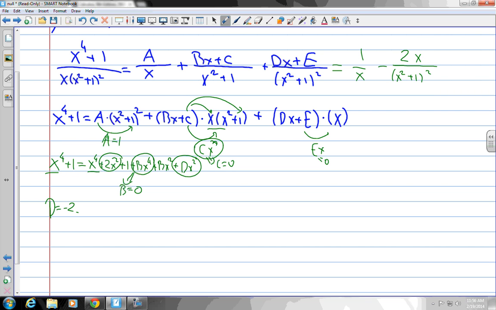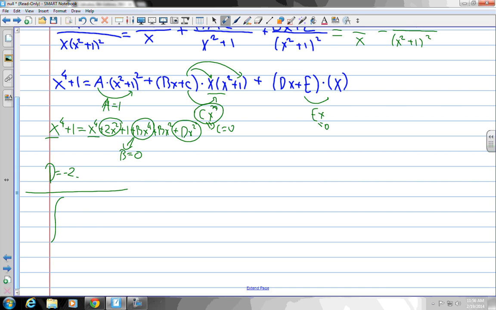Is that right? How do we get what? Well, d, because we see 2x squared and dx squared, right? But no x squared. So that means 2 plus d has to be 0, right? So yeah, this we can integrate, right?